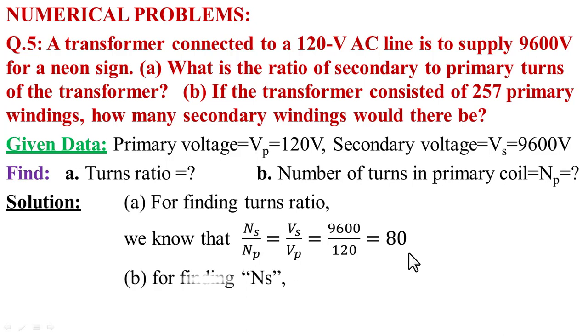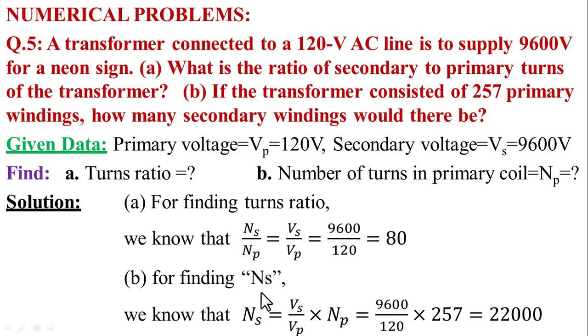Now in part B, we can find Ns, the number of secondary coils. So we know that Ns is equal to Vs over Vp multiplied by Np, then 9600 divided by 120 multiplied by 257. 9600 divided by 120 is equal to 80. So 80 multiplied by 257 is equal to 22,000.